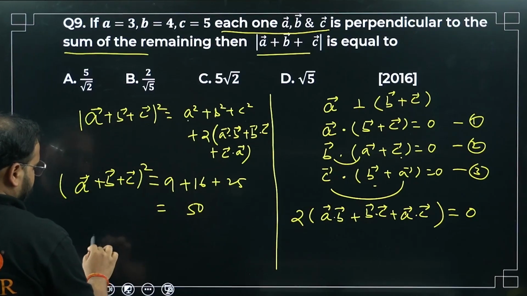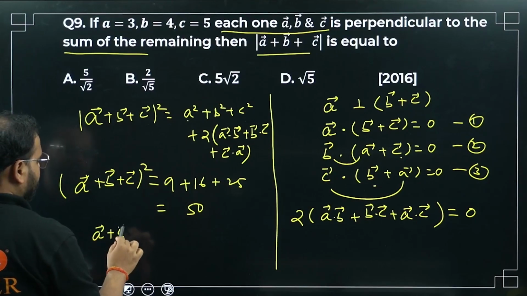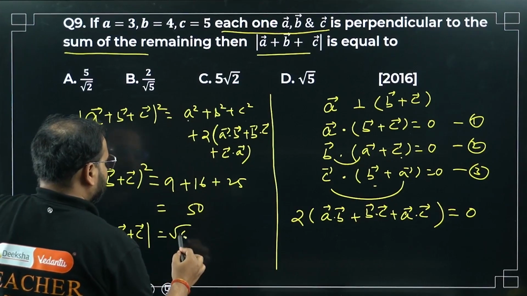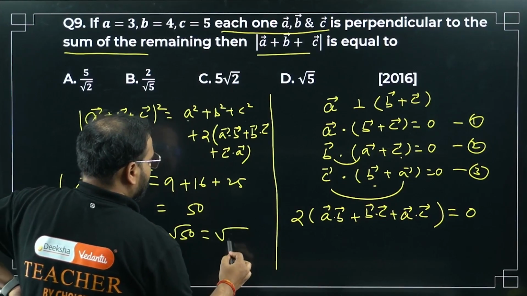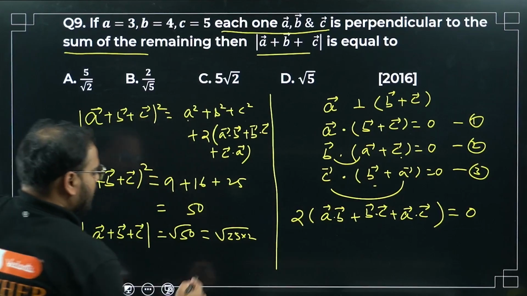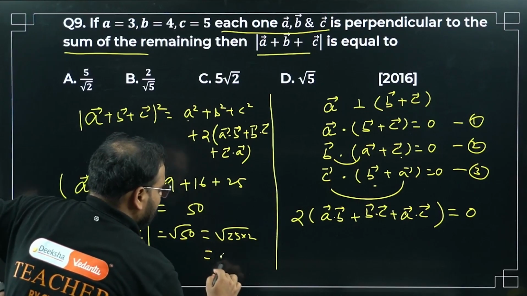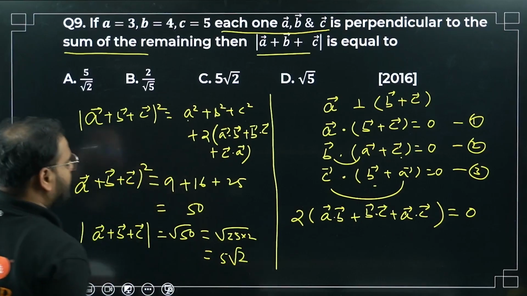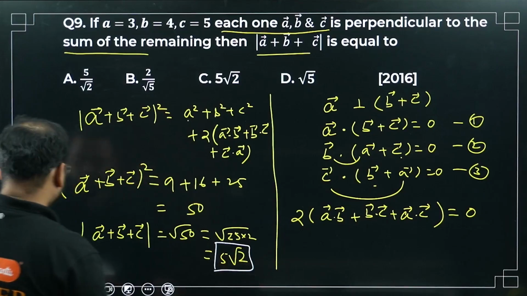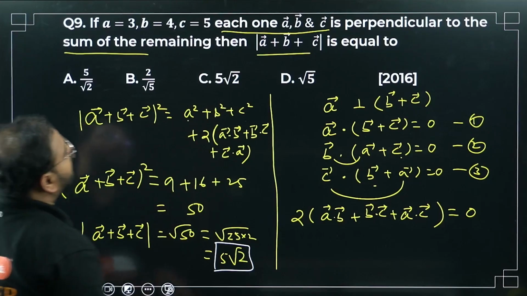So vector A plus vector B plus vector C, the mod will be what? Will be root of 50, which is what? Root of 25 times 2. How much is that? Take 25 outside. So 5 root 2. Option number C.